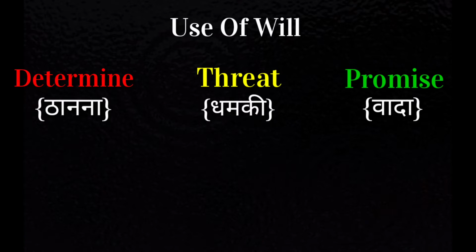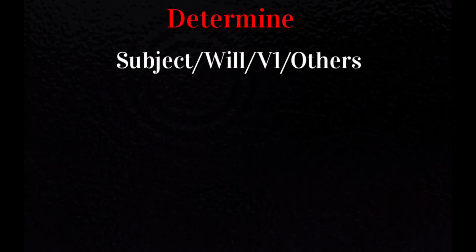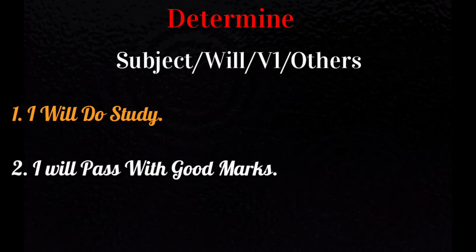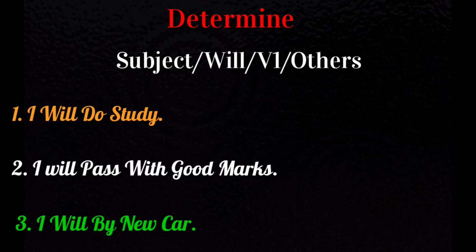If I talk about the pattern, then it is subject, will, verb ki first form, others. This is the pattern. Okay friends, the sentences which I make from my side, just have a look. The first one is I will do study, the second is I will pass with good marks. The third one is I will buy new car. So these sentences mean ठानना कि मैं नई गाड़ी खरीदूंगा, मैं अच्छे नंबर लाऊंगा, मैं अच्छी तरह से पढ़ाई करूंगा या मैं पढ़ाई करूंगा.